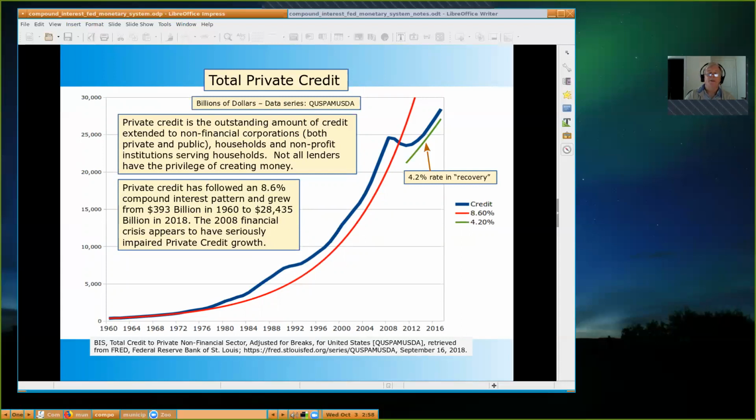So the pattern for private credit has been 8.6% compounded, as you can see, up until 2008 again. And now its growth seems to be around 4%. But again, in modeling on a short series from, say, 2010 to 2017, you just don't have enough data to make a judgment of what the long-term growth rate is. But anyway, it grew from almost 400 billion in 1960 to 28,435 billion in 2018. So this is again, some inflation in there somewhere.